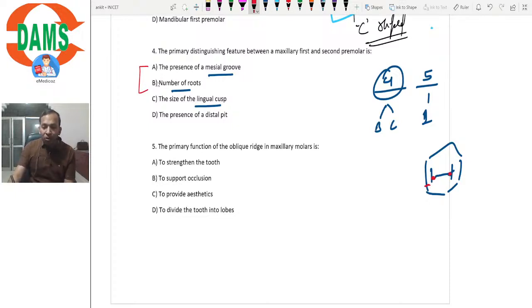So it is the number of roots, right? It is the number of roots. Yes, the presence of mesial groove is a distinguishing feature. It is a characteristic feature of upper first premolar, but we have to distinguish between upper first and second premolars, and we will go for a feature that is macro, that is larger, that is easily visible, that you can see in the first look, right? So that's why it has to be number of roots rather than mesial groove.